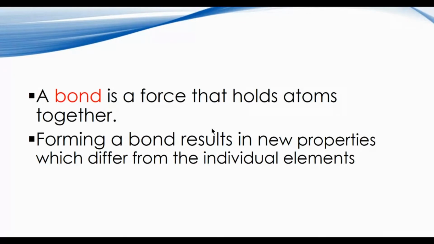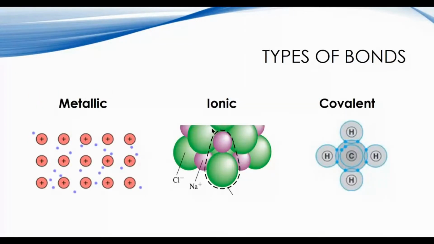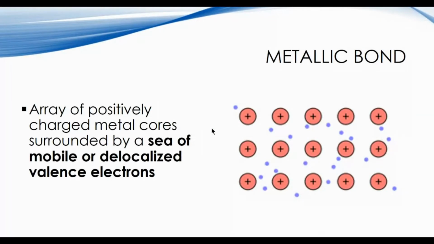So the properties that we associate with substances will heavily depend on the type of bond that they have and also the elements that are involved in the bond. The three different types of bonds are going to be metallic, ionic, and covalent. In this video, we will discuss all three of them. Let's start with metallic bonds.